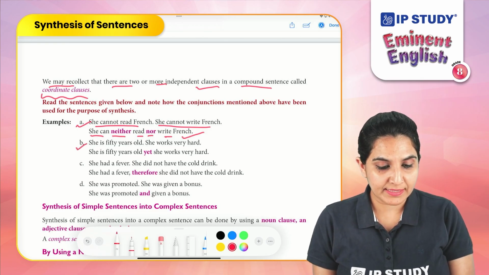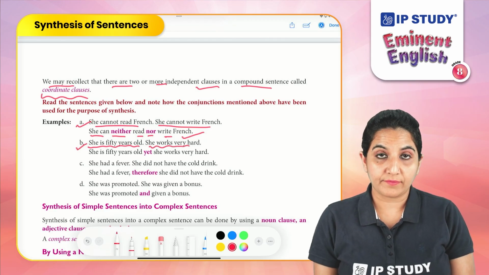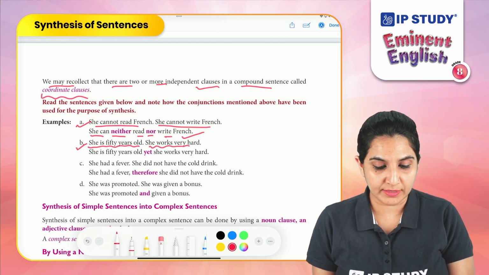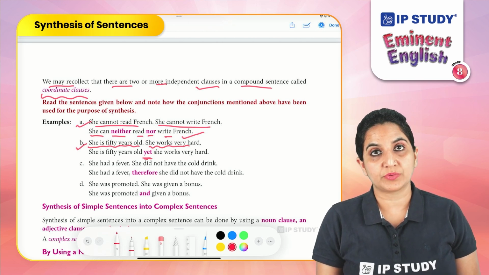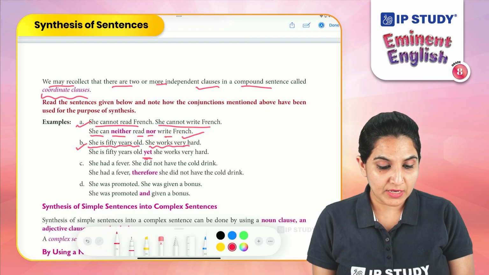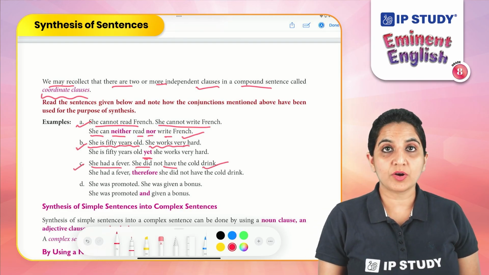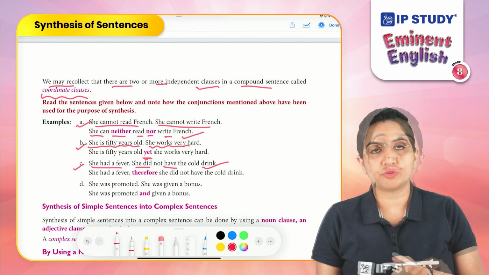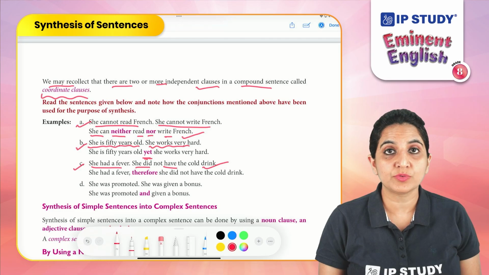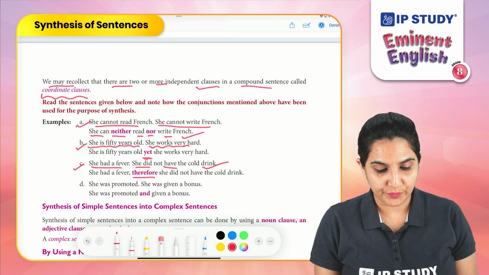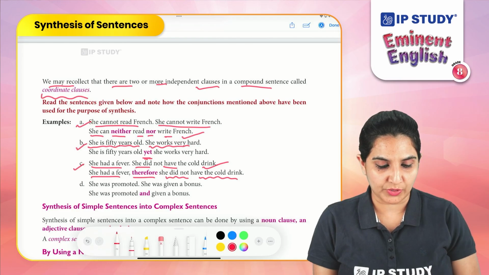The second sentence, she is 50 years old. She works very hard. So we join them using the conjunction yet. She is 50 years old, yet she works very hard. She had a fever. She did not have the cold drink. Now, because she had a fever, she did not have the cold drink. Although these are two independent clauses, they are dependent on each other. So, for these, we use the conjunction therefore. She had a fever. Therefore, she did not have the cold drink.